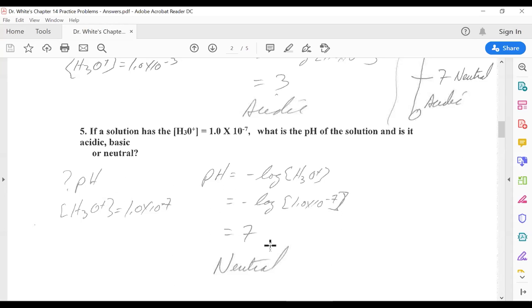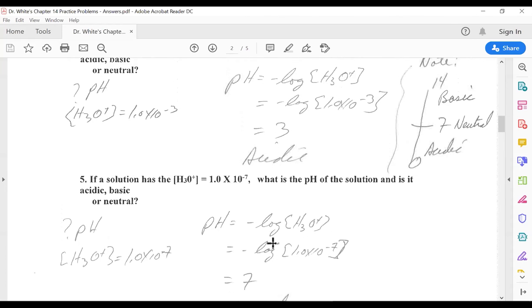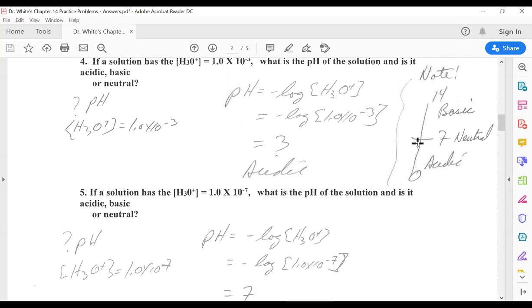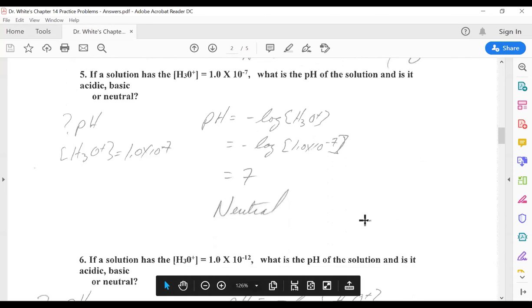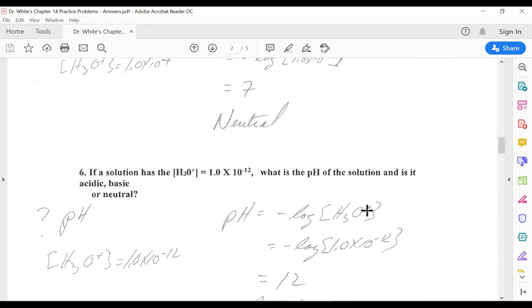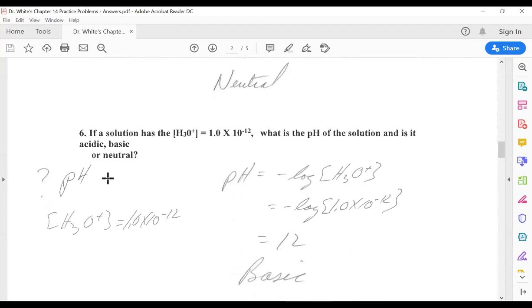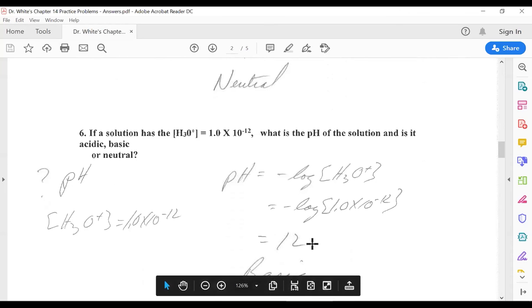Now, is that acidic, basic, or neutral? And you have to remember this chart. Below 7 is acidic, above 7 is basic, at 7 is neutral. So the answer here is neutral. And same thing here, if you do the pH, here's the hydronium, put it in here, pH is 12, it's above 7, so therefore it's basic.